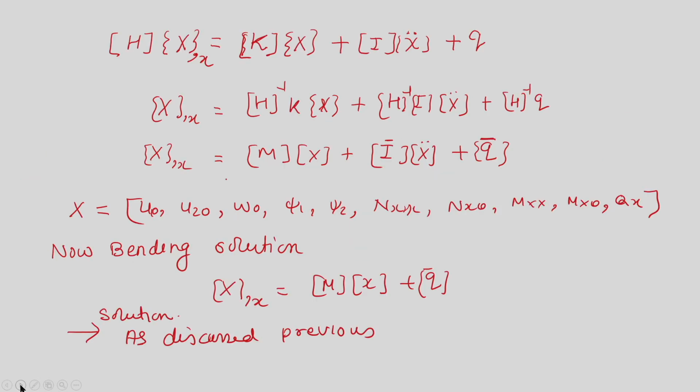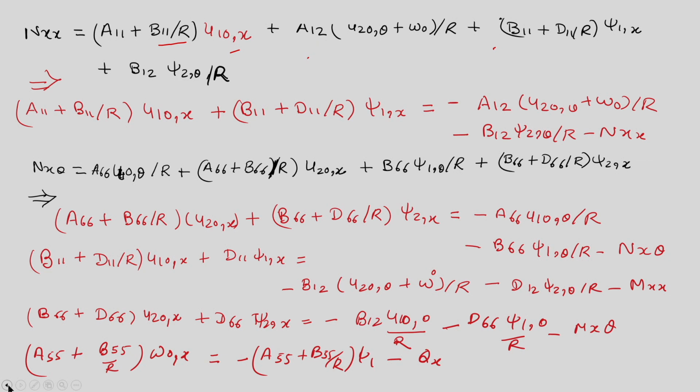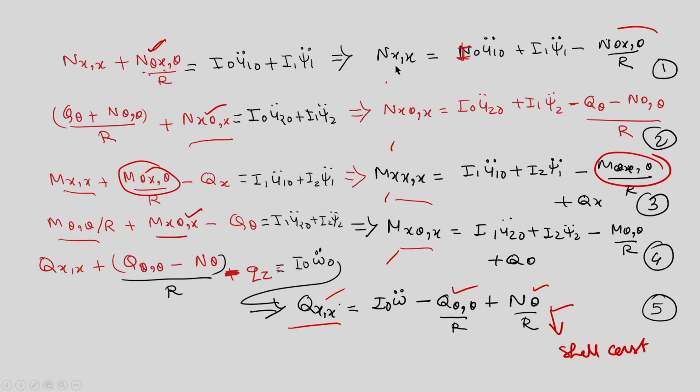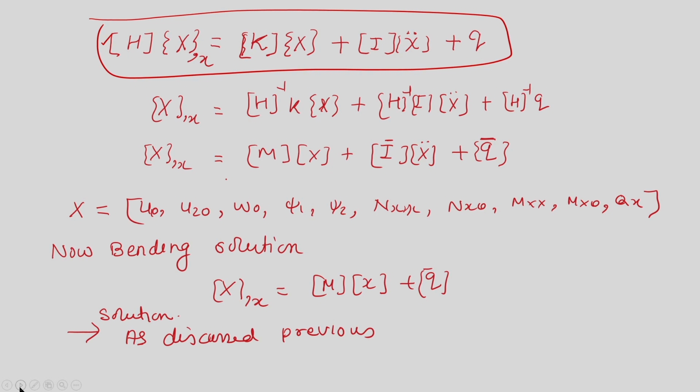By doing all the mathematical simplification, ultimately we come up with a set of governing equations which looks like this. Let us say H is a matrix, basically the coefficients of the x primary variables. For example, here the coefficient is 1, here the coefficient is 1, and here 1, but here the coefficient is a11 plus b11 by r, and here the coefficient is b11 plus d11 by r. In this way a matrix H is defined, and a matrix K, an inertia matrix I and a load vector Q.